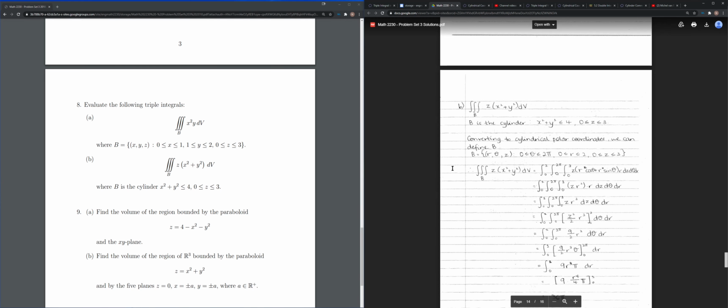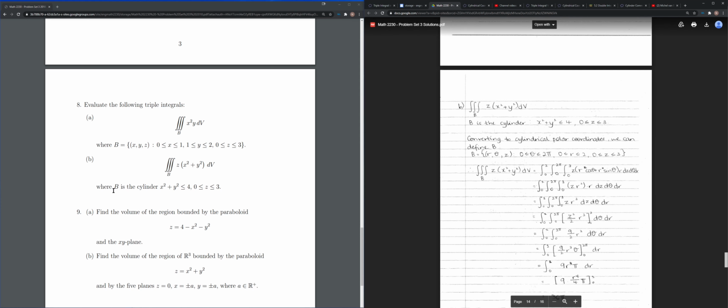So here's the working. I have z equal to x squared plus y squared. You convert: you substitute r cos theta for x, so you get r squared cos squared theta, and r sin theta for y, which gives r squared sin squared theta. I have my extra r out in front.